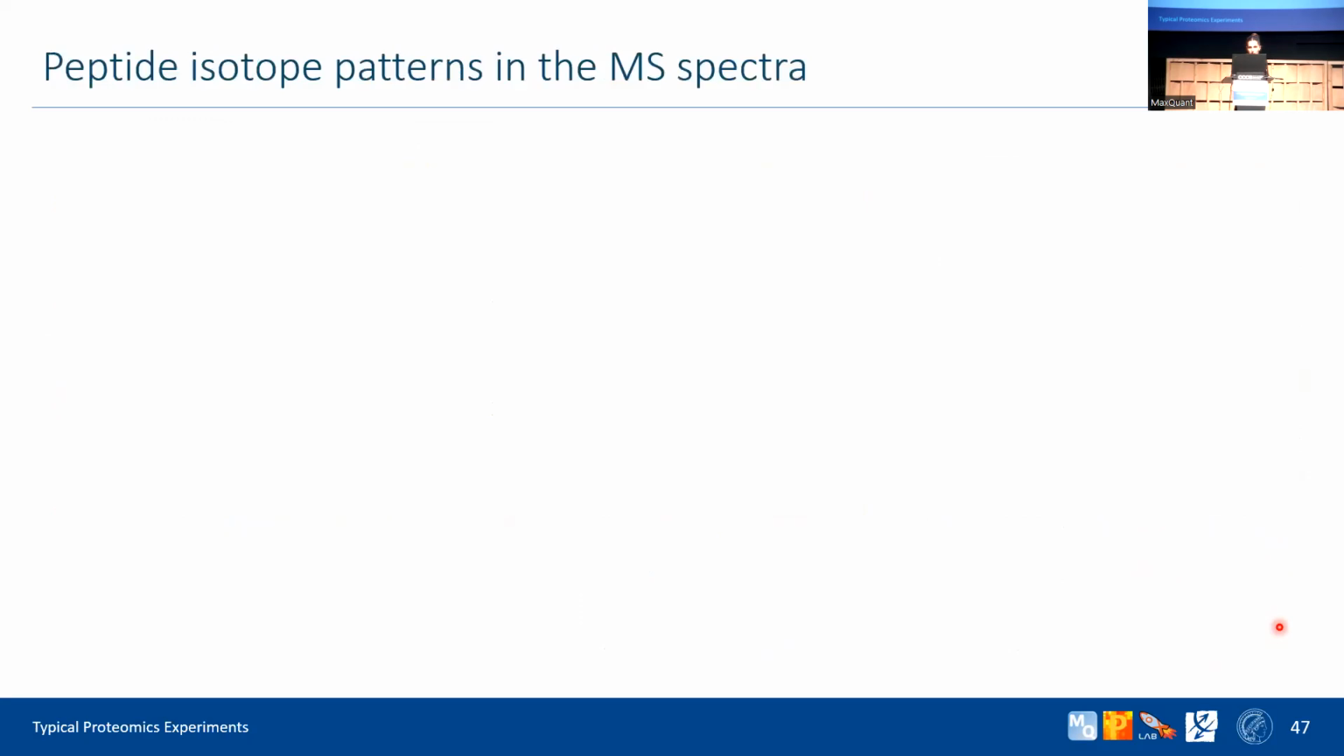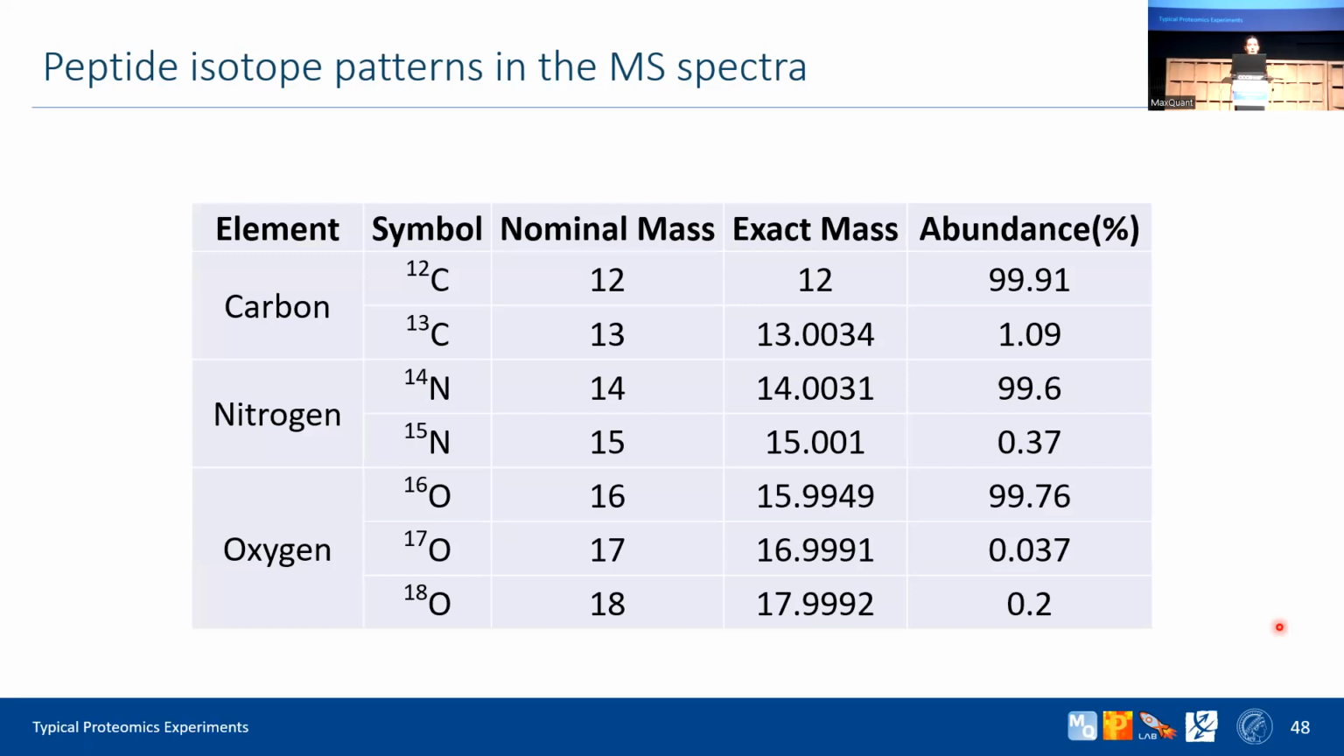So now we go to a different thing that I think is quite important for you to understand before we go to the next presentations. It's the peptide isotope patterns in the MS spectrum. To understand that, let's start with the isotopes and what they are. Most of the elements in nature exist in more than one isotope. When I say isotopes, I mean the same element in different forms. These different forms have the same number of protons, but a different number of neutrons.